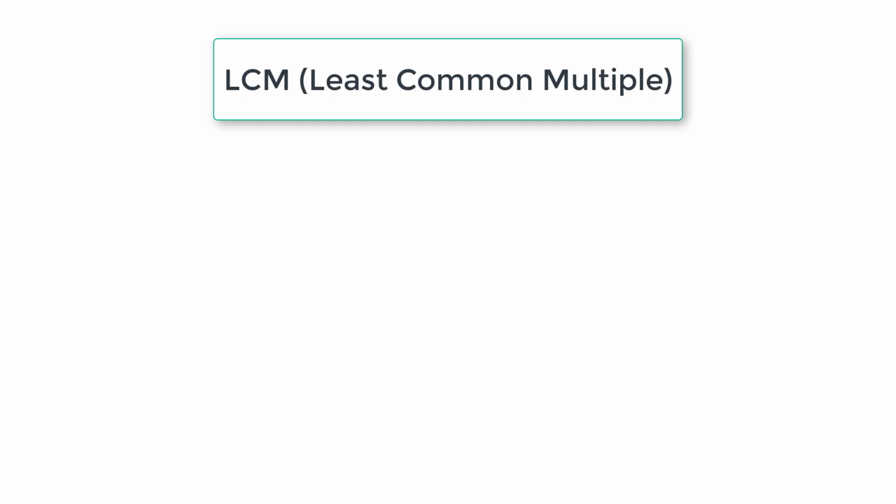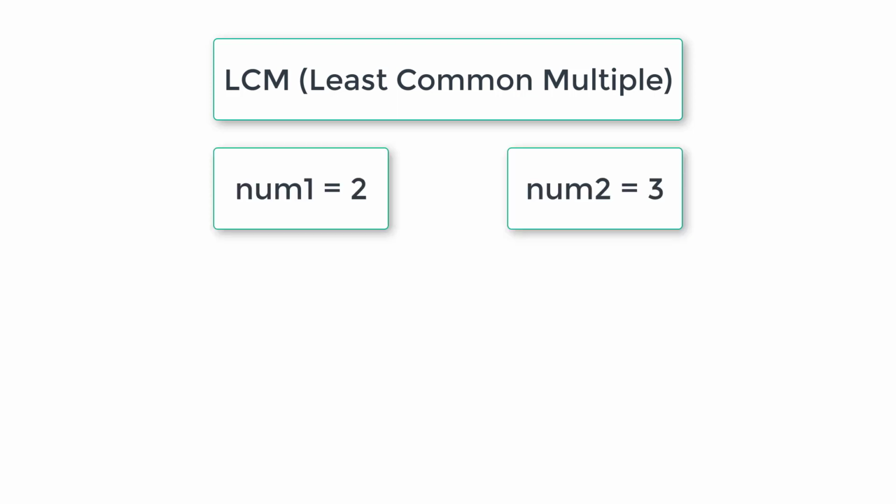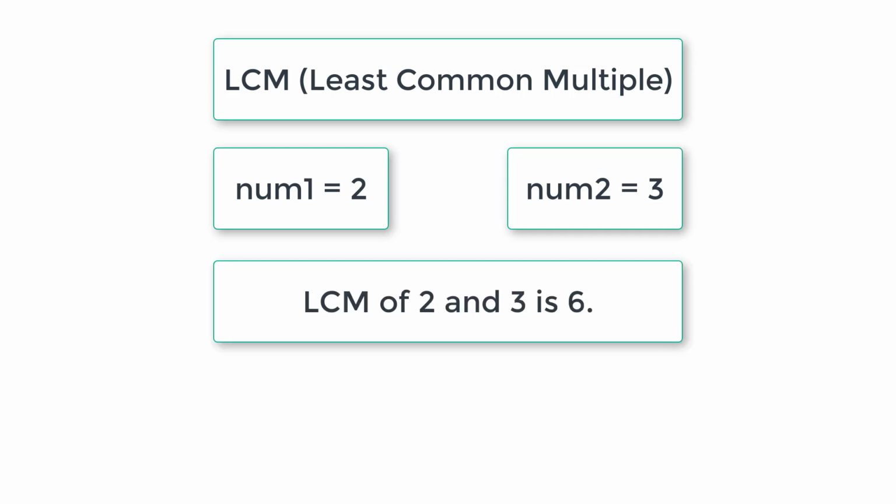Let's write a C program to find the least common multiple, that is LCM, of two integer numbers. So LCM is the smallest positive integer that is perfectly divisible by given integer values without any remainder. If the two numbers are 3 and 2, the LCM of 3 and 2 is 6, because 6 is the least, that is the smallest integer number which is perfectly divisible by both these numbers 2 and 3.